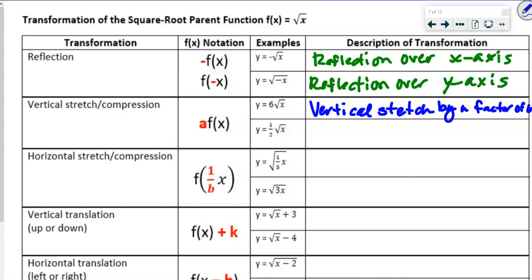So what do you think the other one's going to be? Yes, this one's going to be a vertical shrink. Again, what's the interchangeable word there? Compression, by a factor of what? Yes, 1/2. Okay? All right.